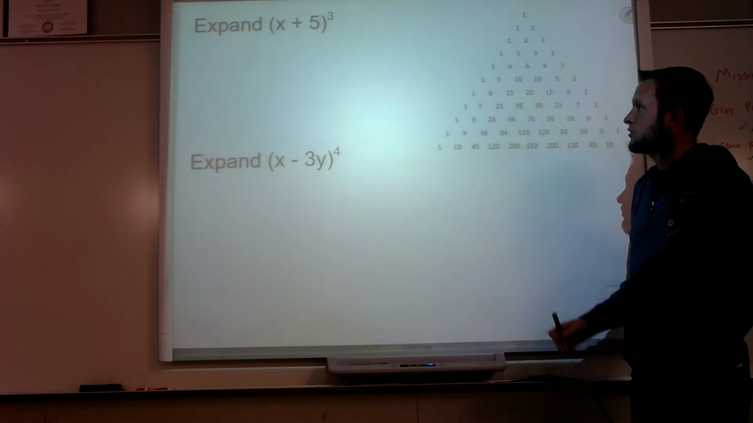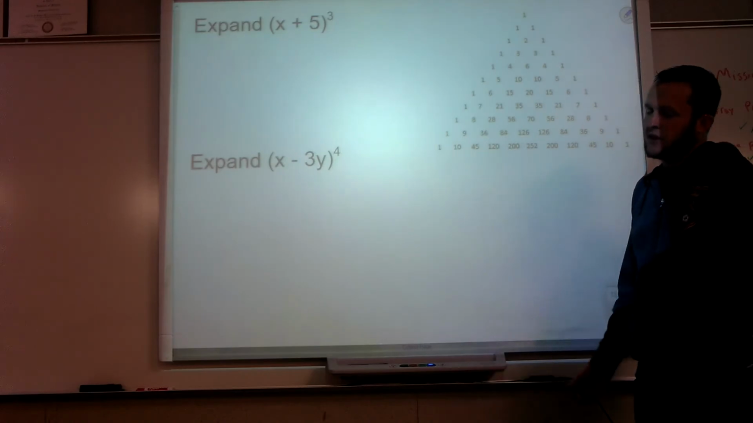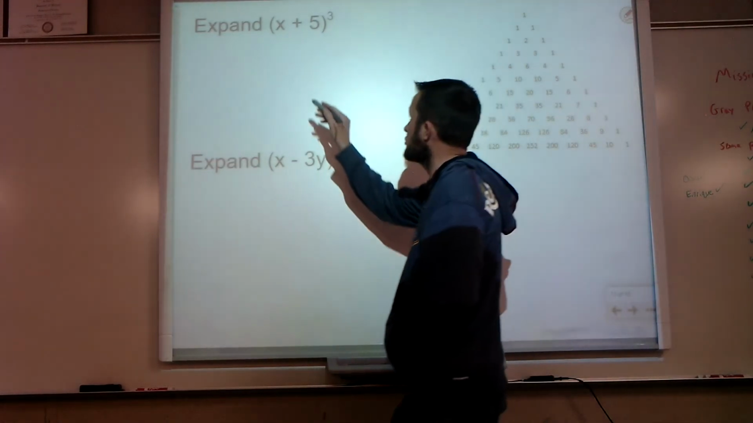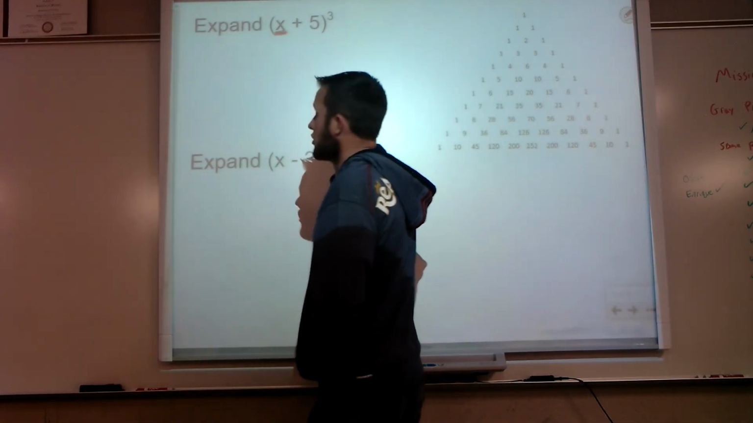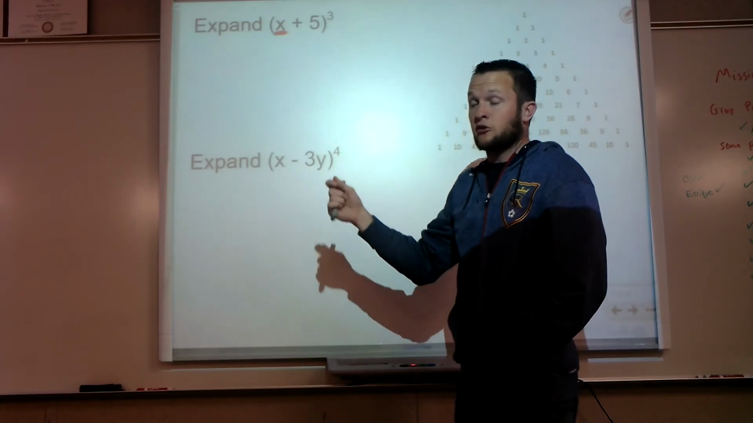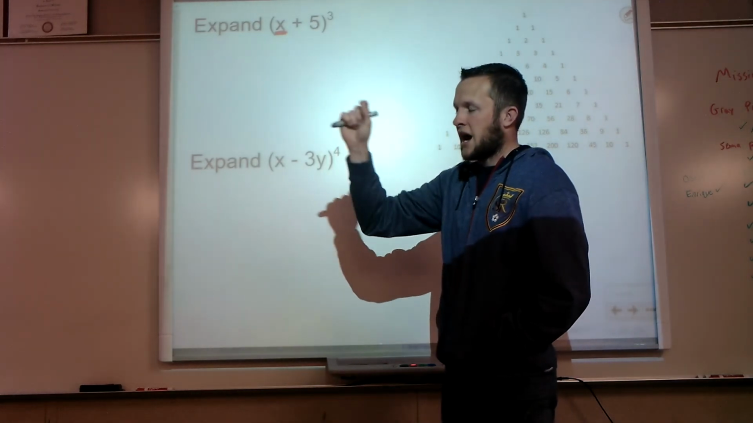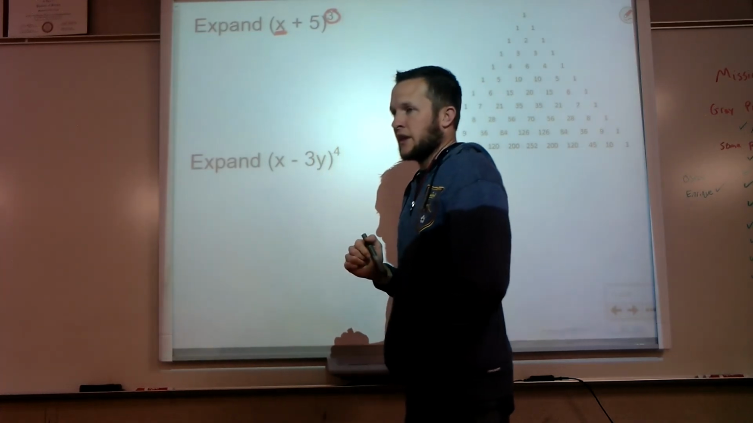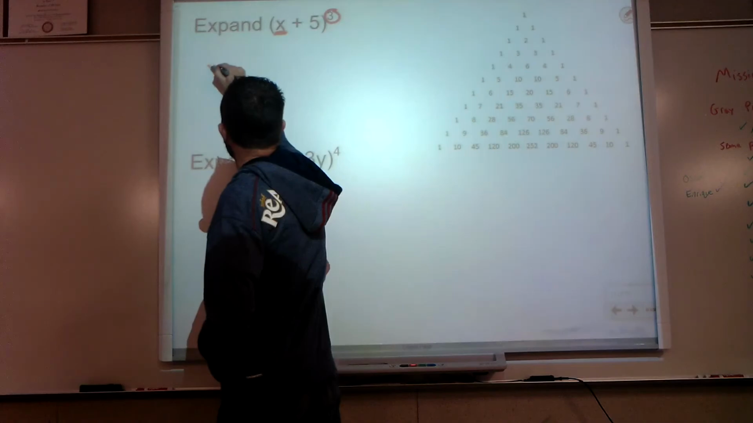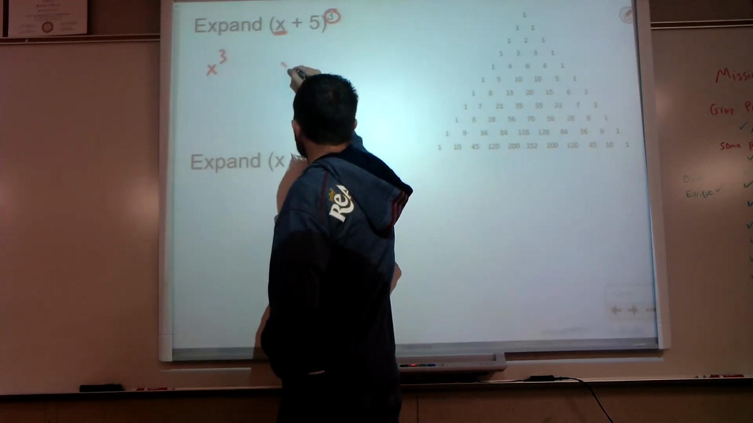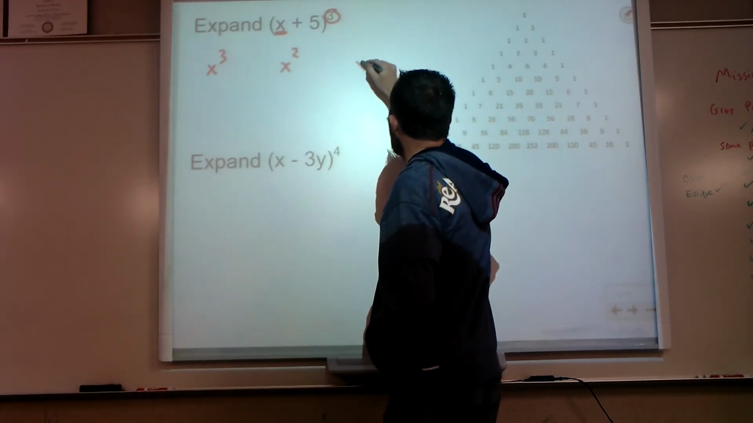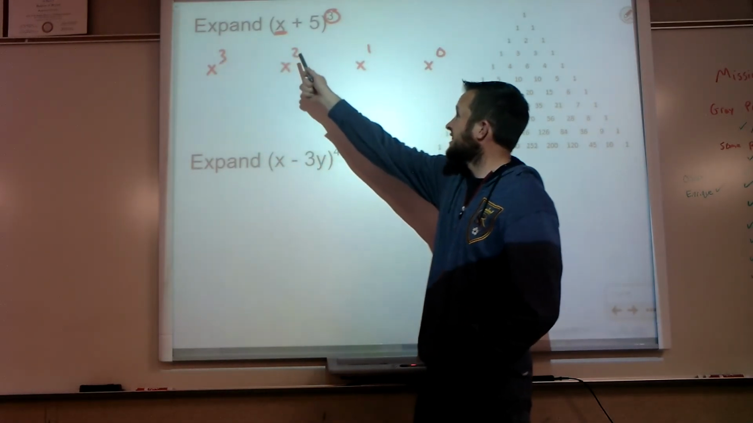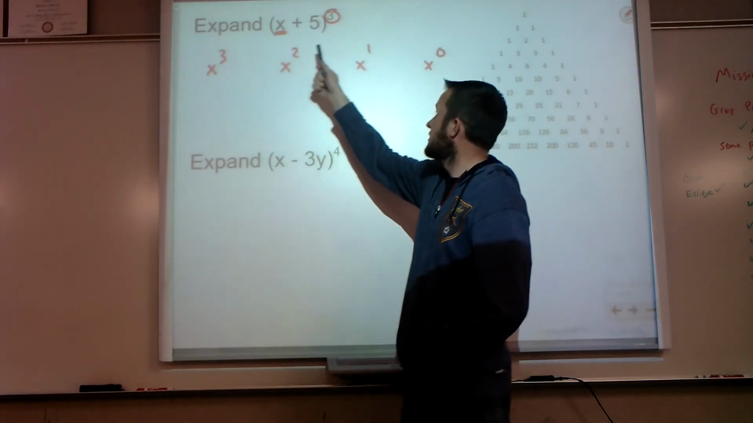x plus 5 to the third. We want to expand that. It's not too hard. You could probably multiply this out, but let's get the idea of how to do this. What we're going to do is take our first term, which is x, and write it in descending order, going from high to low. You're going to start with that number. That's our high number, so I'm going to start with x to the third. Then I'm going to jump over and go x to the 2, x to the 1, x to the 0. See how I went? Descending order. I started high, then I went to low.